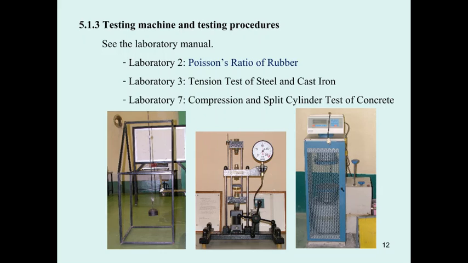In our lab, we have 3 types of tension tests. One is the Poisson test of the rubber. You may see we put the weight here, and we have this end fixed to the steel rod, so this one is going to be in tension. For lab number 3, we do the tension test of steel and cast iron. We put the specimen here, and when you rotate this, this one moves up and this one is fixed, so the specimen is going to be in tension.